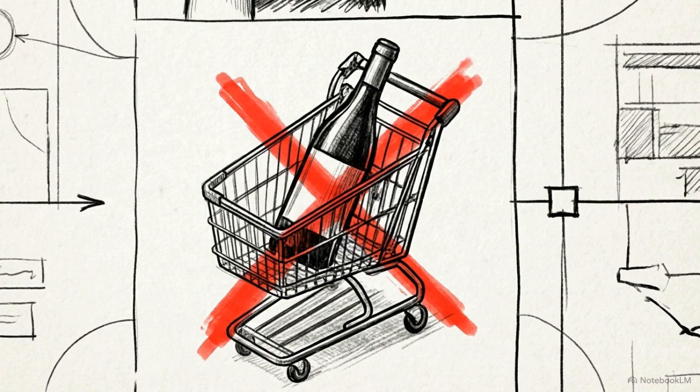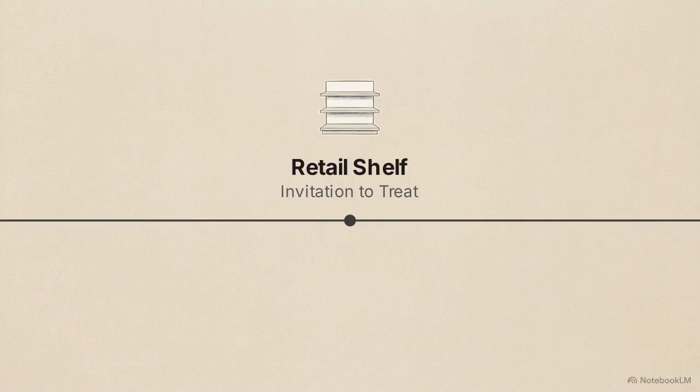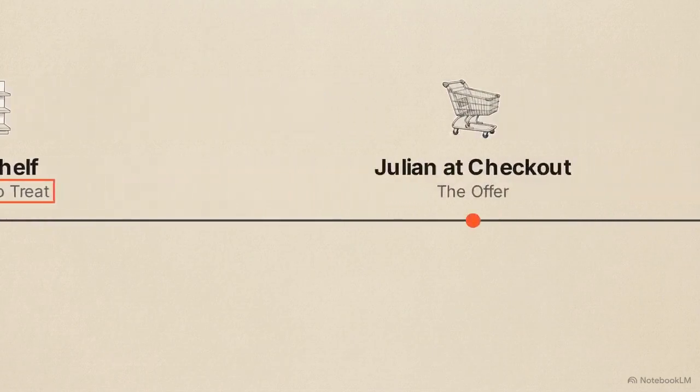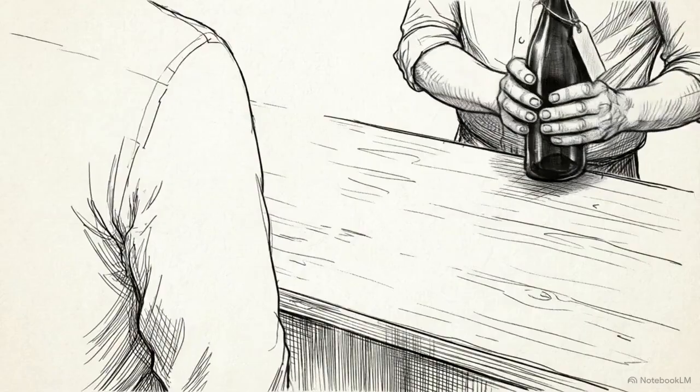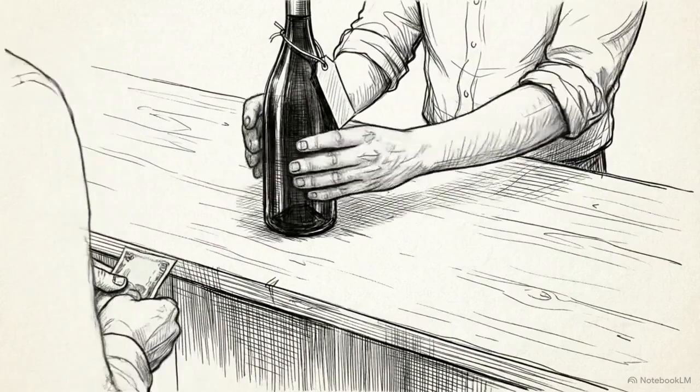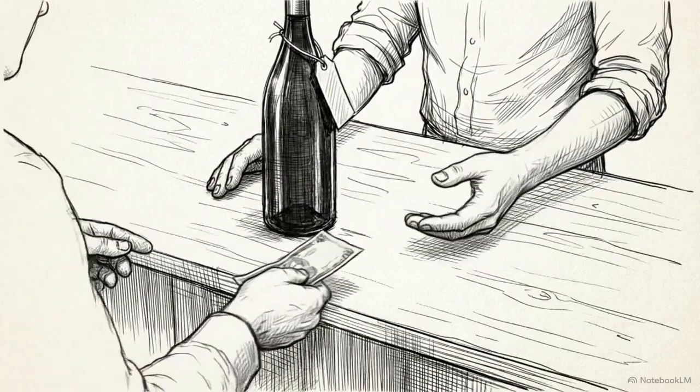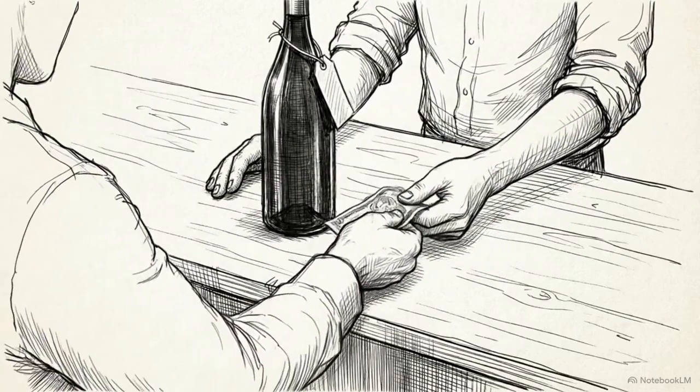This claim presents a logical impossibility. Because the display was an invitation to treat, there was no offer on the table. You cannot legally accept an invitation to treat. We have to move the timeline forward to the checkout counter to locate the true moment of contract formation. By presenting the $45 bottle to the manager at the register, Julian is the one formally making the offer to buy. He is the offerer.